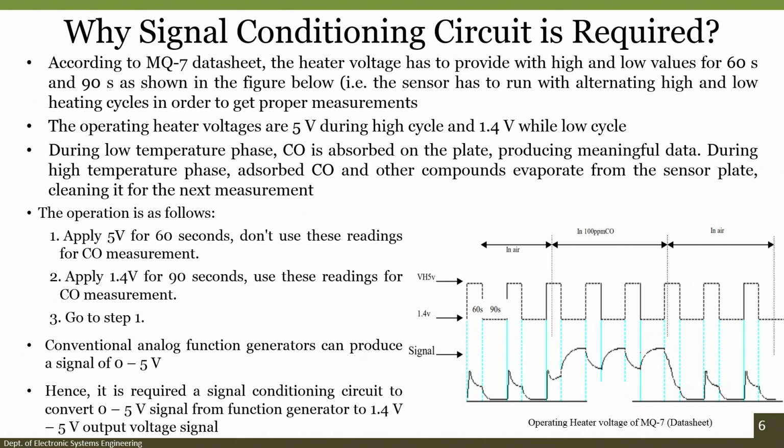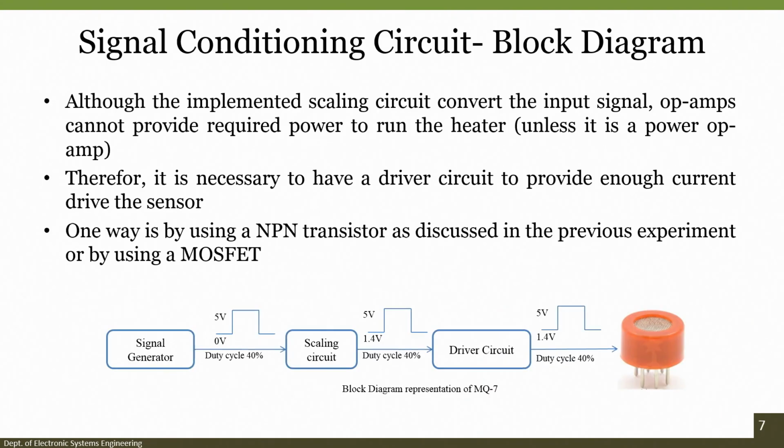A conventional analog function generator can produce a signal from 0 to 5 volts. Hence, it is required that we design a signal conditioning circuit to convert this 0 to 5 volts from the function generator to 1.4 volts to 5 volts for the output signal. If you can see the block diagram, there is a signal generator, a scaling circuit, a driver circuit, and finally the sensor that we are using.